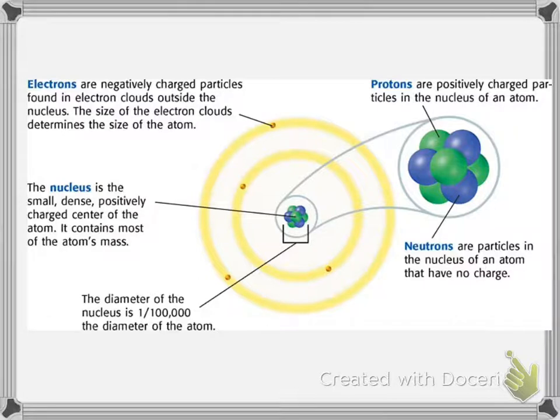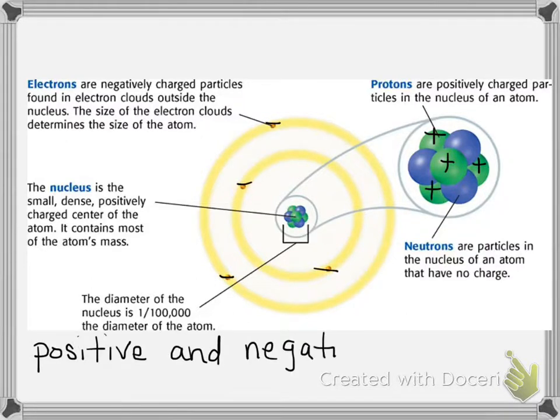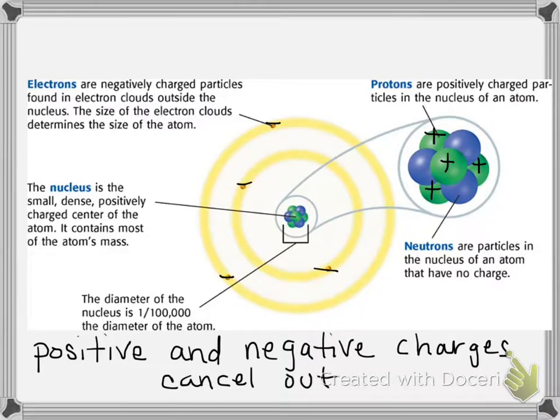Here's an image from your textbook that gives you the definitions for each of these particles, and it talks about the nucleus. The nucleus, again, is in the middle. It's a very small part of the atom. Most of the atom is made up of this empty space where you'll find the electrons. Again, the protons have positive charges and the electrons have negative charges. And if you add the protons together and the electrons together, you'll get positive plus negative. Those positive and negative charges cancel each other out. So an atom has no charge or is neutral charged.